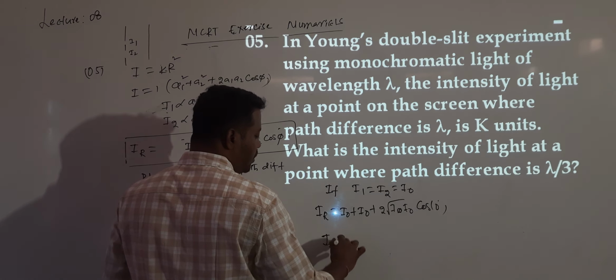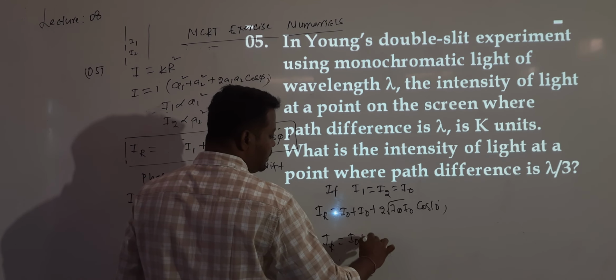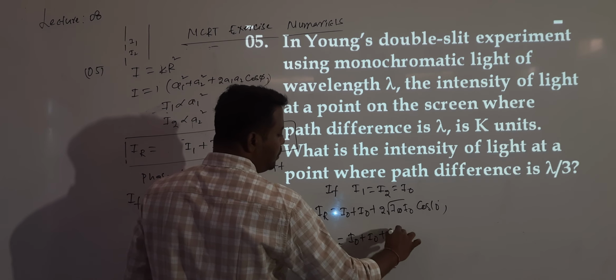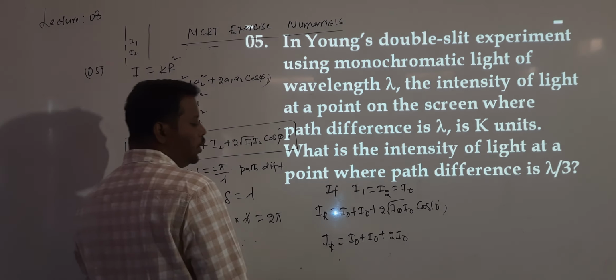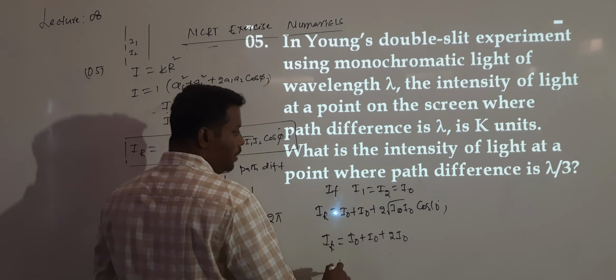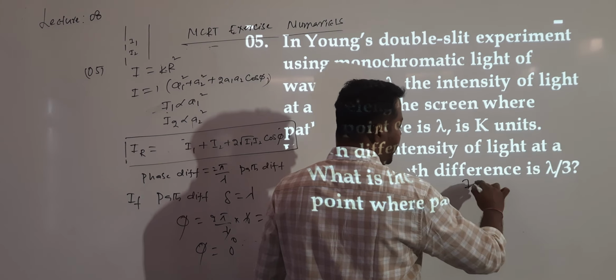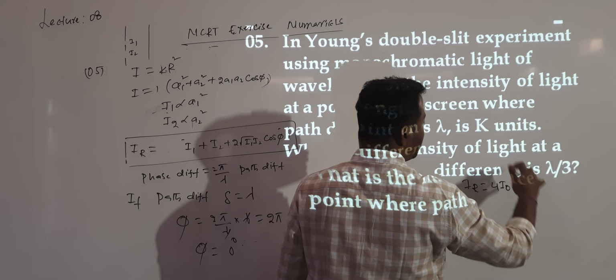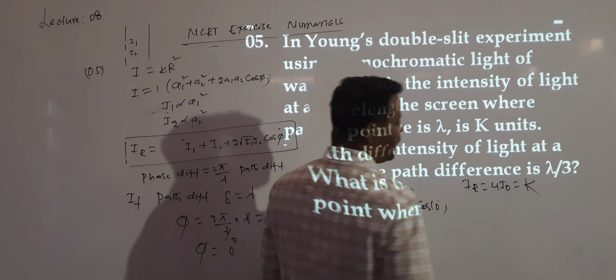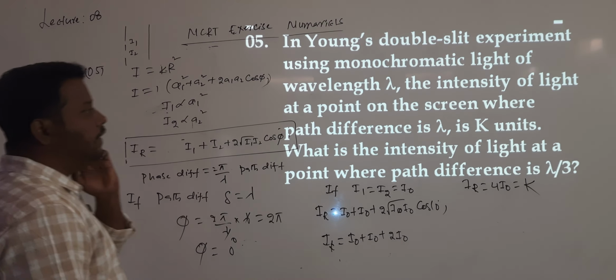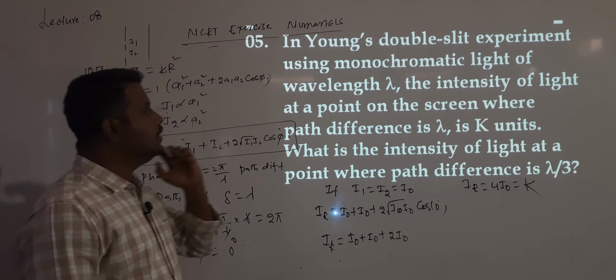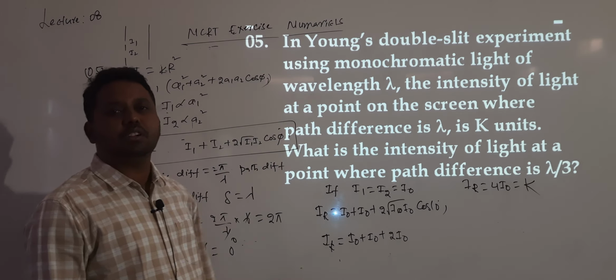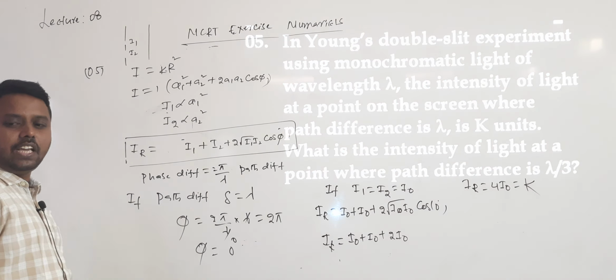So the IR value, which is I0 plus I0 plus this will become 2 I0, with cos 0 value 1. So what will the IR value become? IR is equal to 4 into I0. They call that 4 into I0 as K. When the phase difference is 0, the resultant intensity is K units. So IR value is K units.